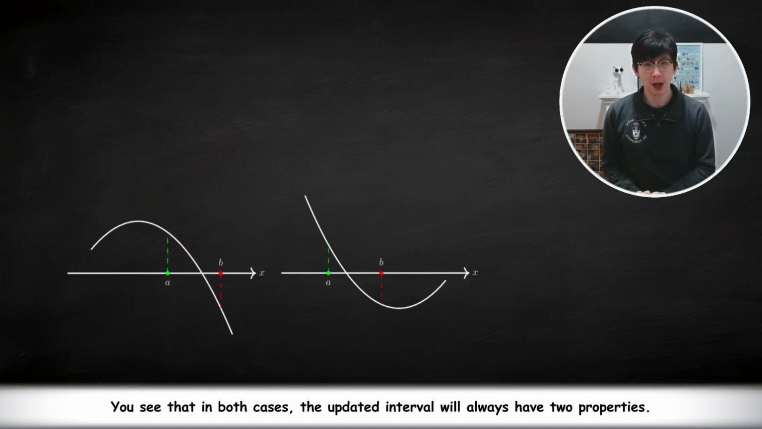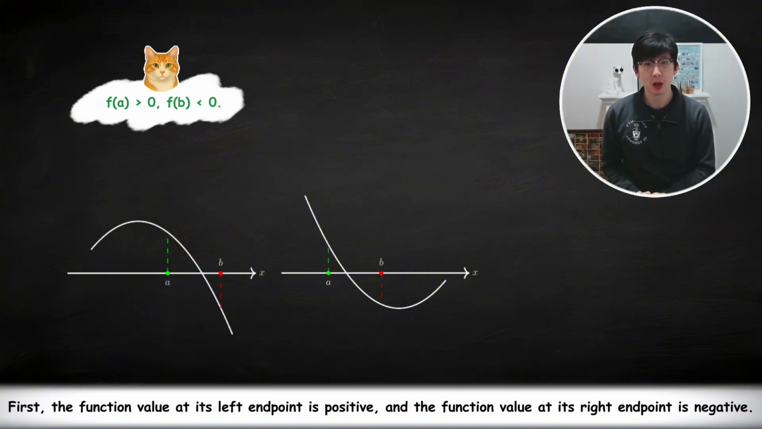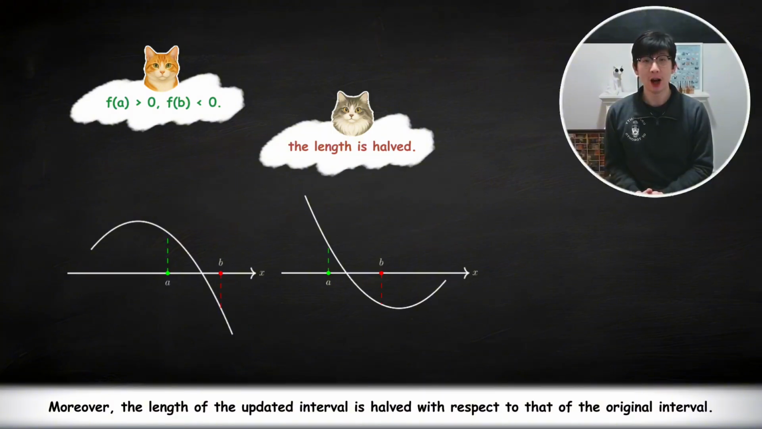You see that in both cases, the updated interval will always have two properties. First, the function value at its left endpoint is positive, and the function value at its right endpoint is negative. Moreover, the length of the updated interval is halved with respect to that of the original interval.